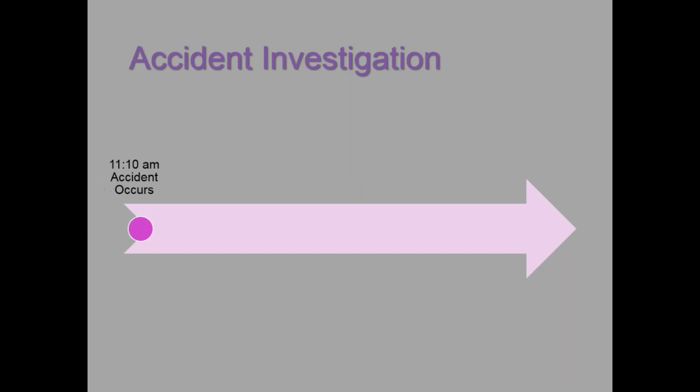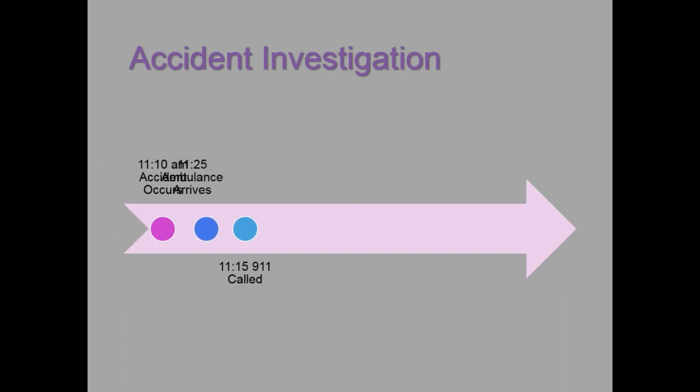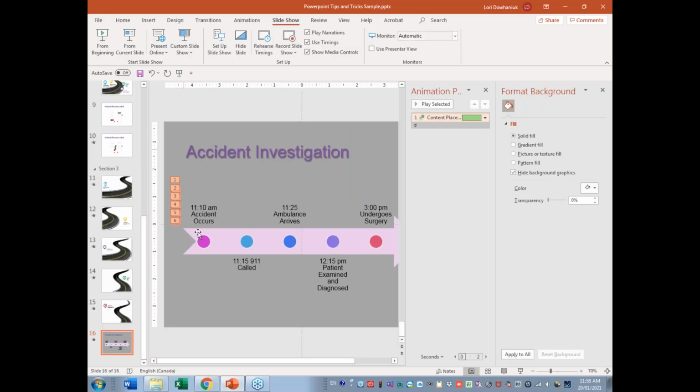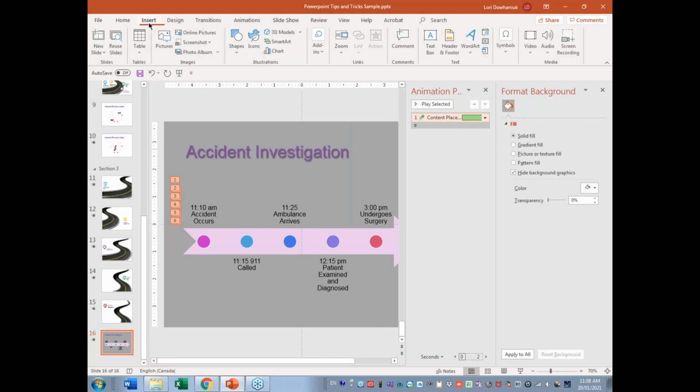So there the arrow comes on, and then each of the points. So you can see that's maybe a little bit too slow, so I could experiment with that. But that way, each piece is coming in one at a time. So that's one example of the SmartArt, and I'm just going to quickly show you another one.